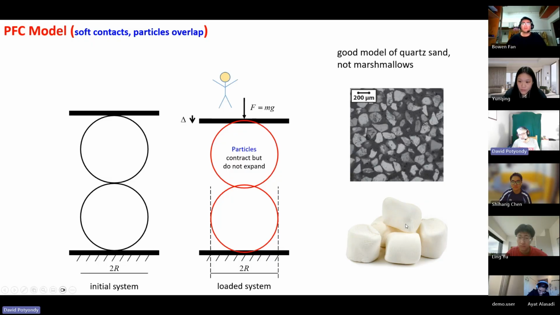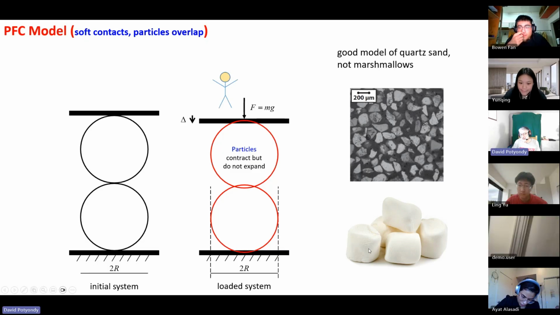On the other extreme, if you had marshmallows and you wanted to model them, this is not a good model for that, because when you load a collection of marshmallows, much deformation occurs in changing the shape of the marshmallow, right? So we are typically, at least you guys are going to be using this for geotechnical type applications, and so this is a pretty good model for those systems.